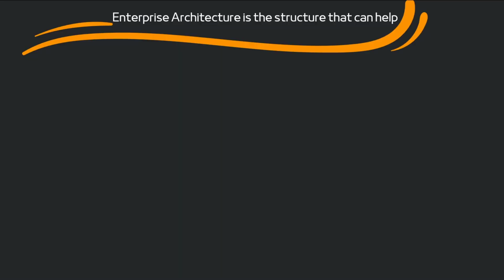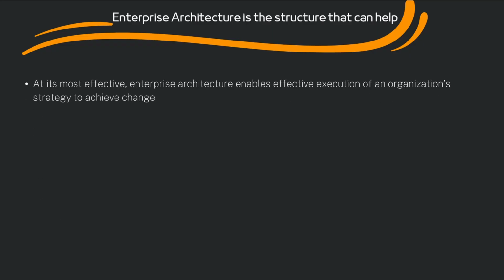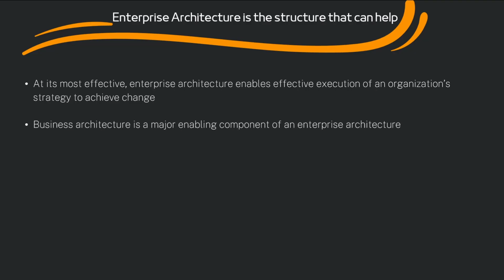Enterprise architecture is the structure that can help. At its most effective, enterprise architecture enables effective execution of an organization's strategy to achieve change. Business architecture is a major enabling component of an enterprise architecture.